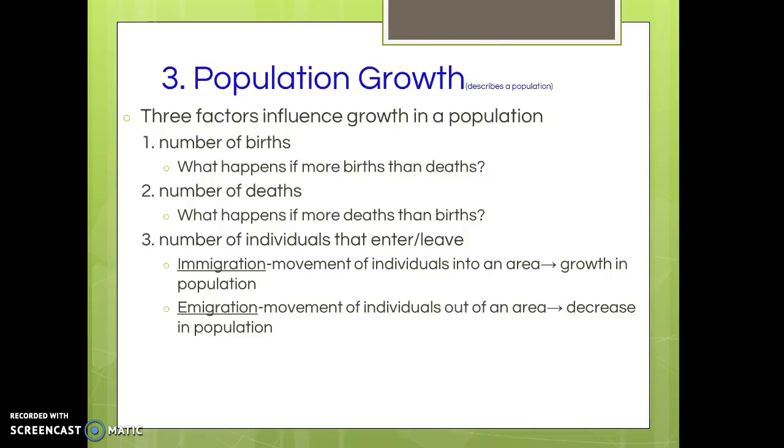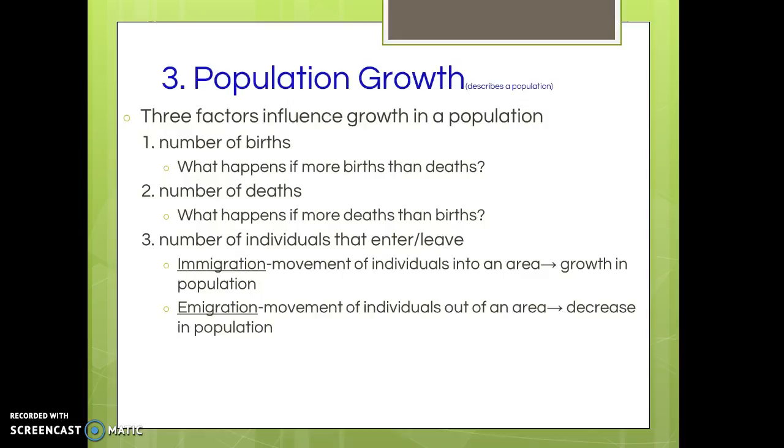Population growth, you guys: there are three factors that will influence how fast the population is growing. That is the number of births. What happens if there are more births than there are deaths? The number of deaths. What happens if there are more deaths than there are births? That would shrink the population, right? And if there are more births than deaths, that would grow the population.